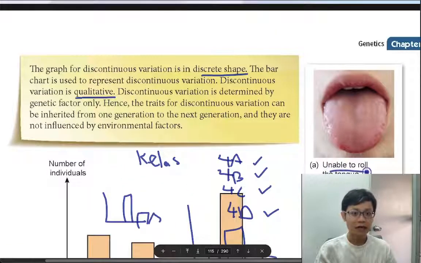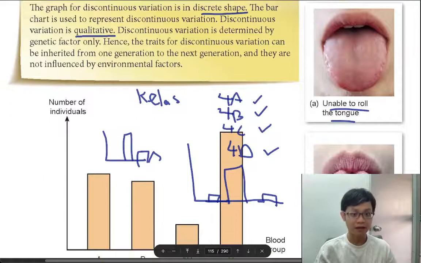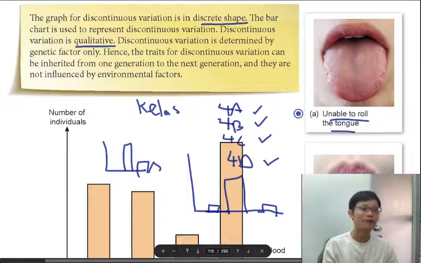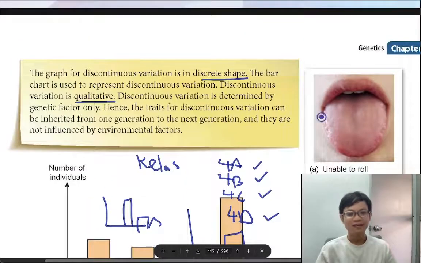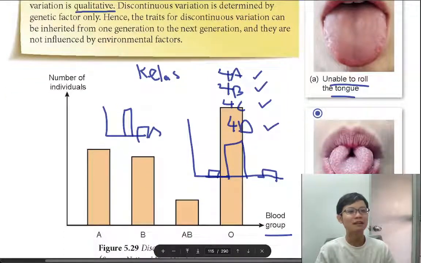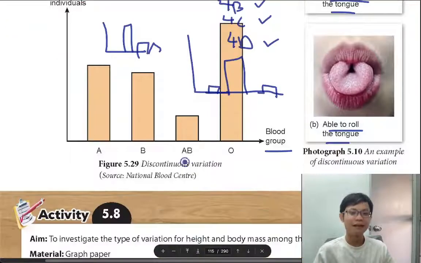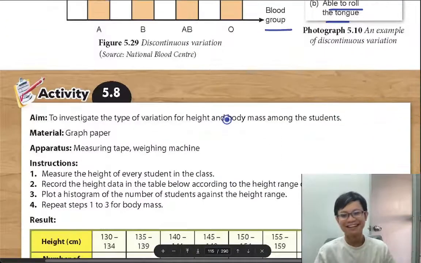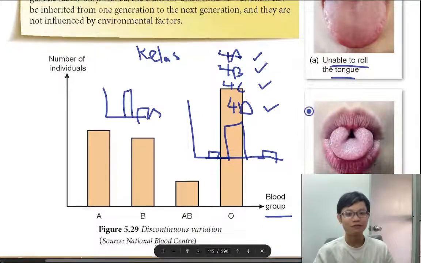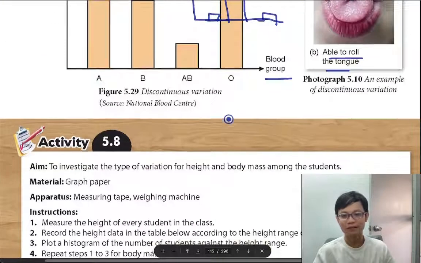Next, unable to roll tongue. I don't know whether you are able to roll your tongue. Usually most people can, but some people cannot. If you go and ask all your friends in the classroom, some friends cannot do it. If your class has 40 to 50 people, I think 2 or 3 people cannot do it. Then you can laugh at them. But I had a student who could even roll sideways. Some of your classmates can roll sideways if they want.